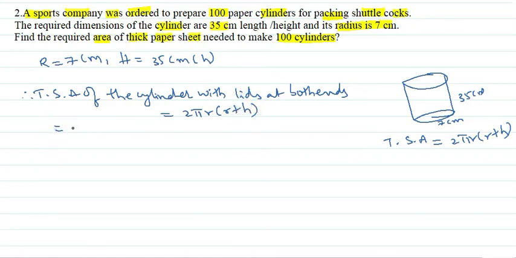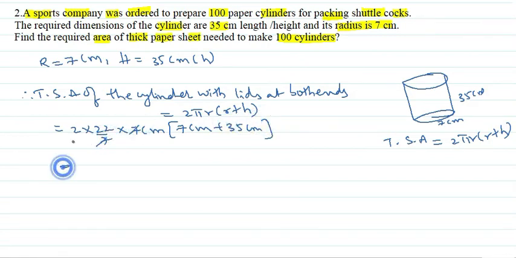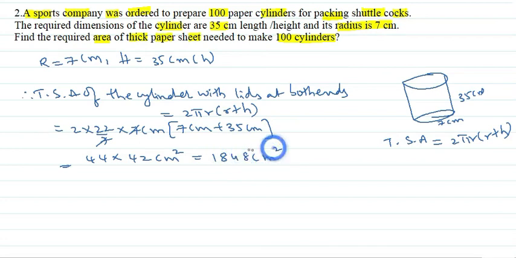Now substitute values. 2 into pi value is 22/7 into radius is 7 centimeter into r is equal to 7 centimeters plus height is 35 centimeter. Now we can cancel 7 and 7. So we get 2 into 22, that is 44 into 7 plus 35, which is equal to 42 centimeter square, which is equal to 1848 centimeter square.